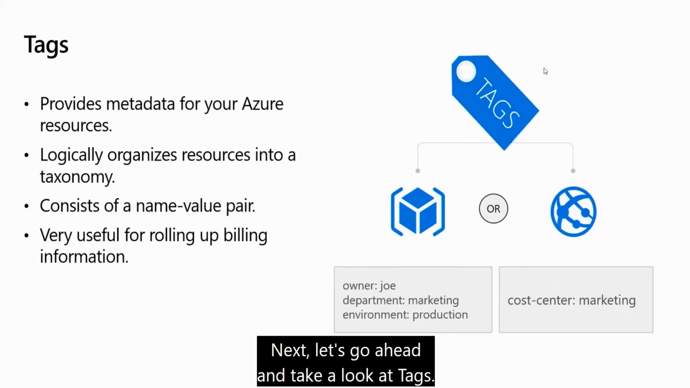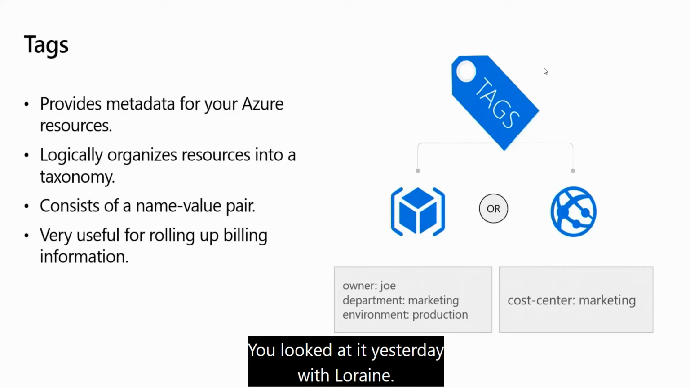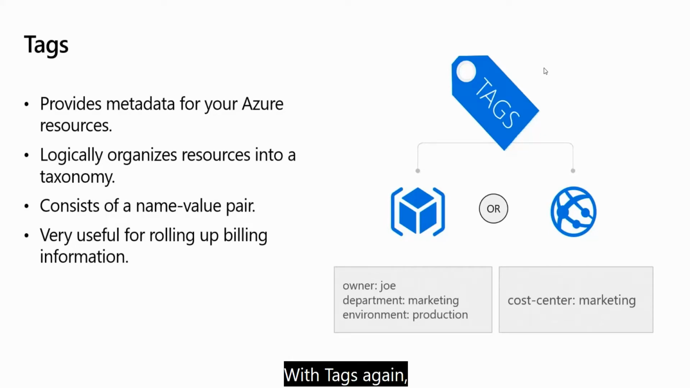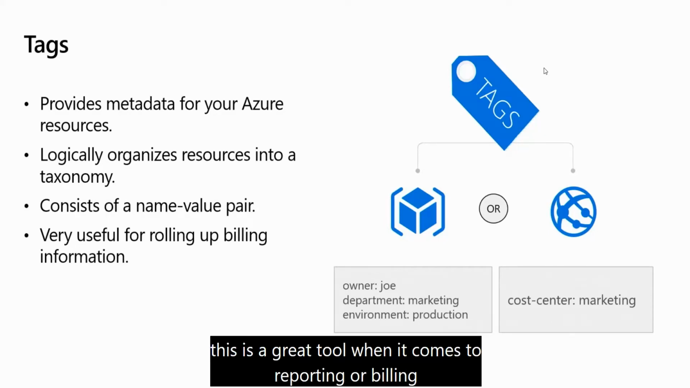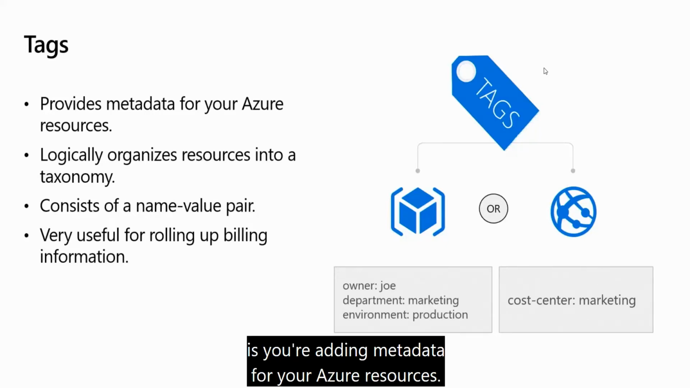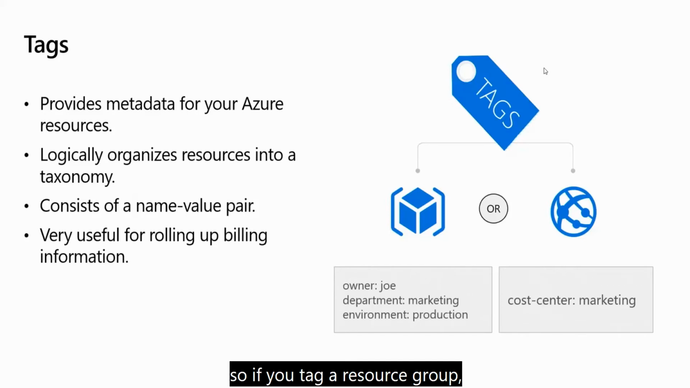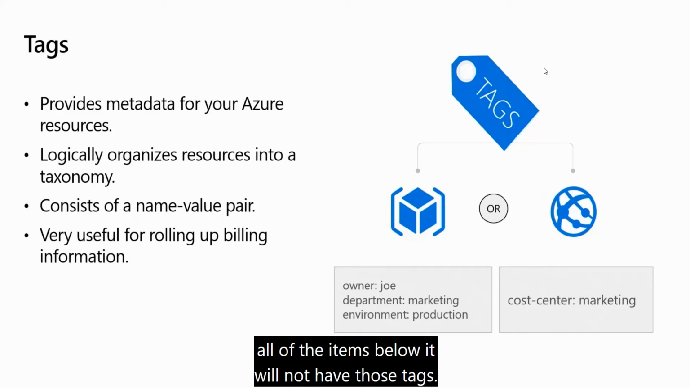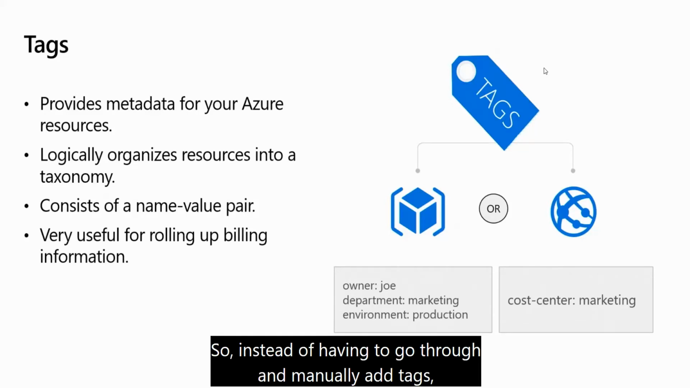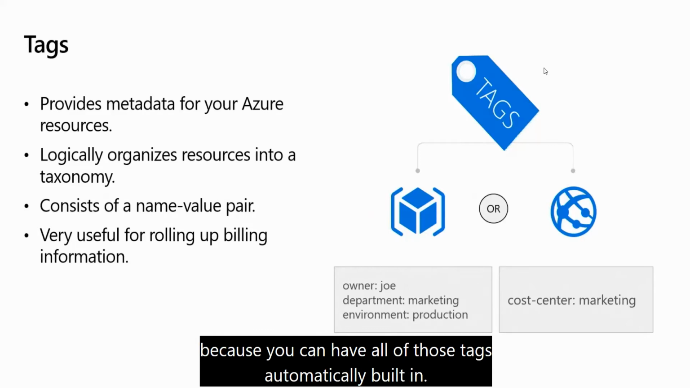Next, let's go ahead and take a look at tags. We've had the option to look at this a couple times. You know, you looked at it yesterday with Lorraine. With tags, again, this is a great tool when it comes to reporting or billing. And essentially what you're doing is you're adding metadata for your Azure resources. Now, tags do not have that parent-child inheritance relationship. So if you tag a resource group, all of the items below it will not have those tags. So instead of having to go through and manually add tags, that's where taking advantage of templates is really great because you can have all of those tags automatically built in.